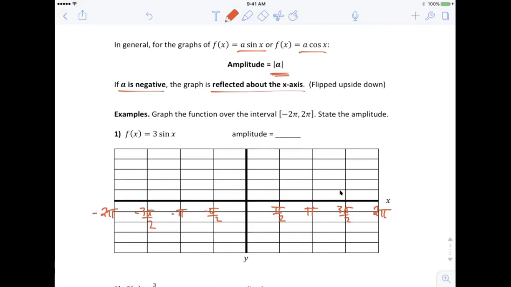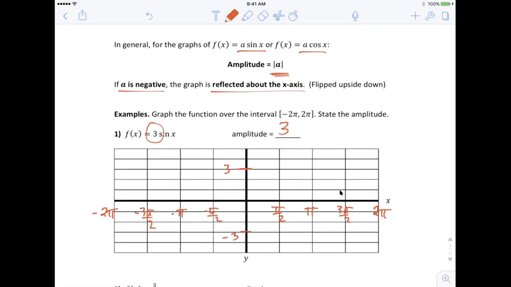Now this 3 just tells you that the amplitude is 3. That means the maximum is going to be 3 and the minimum -3. Right here is going to be the max. Let's label that 3, and then down here, -3.